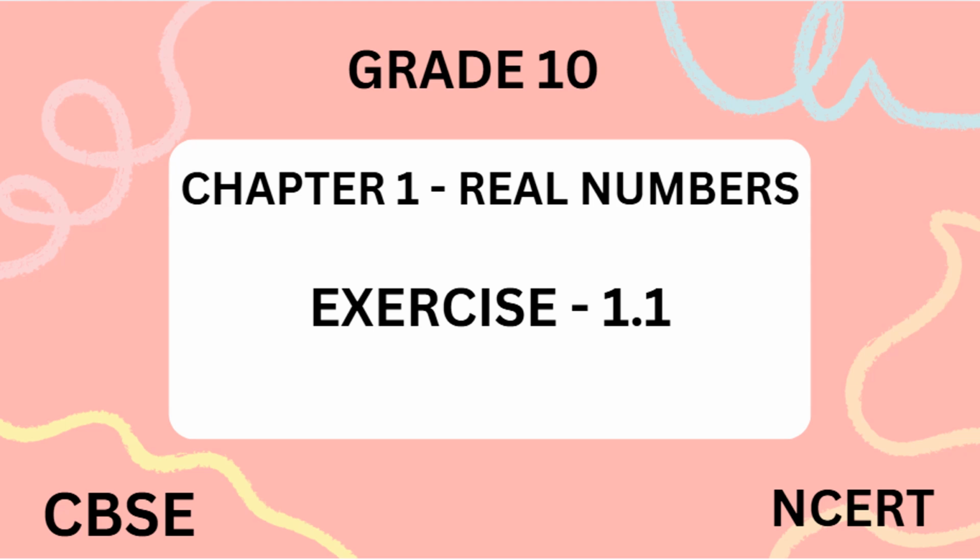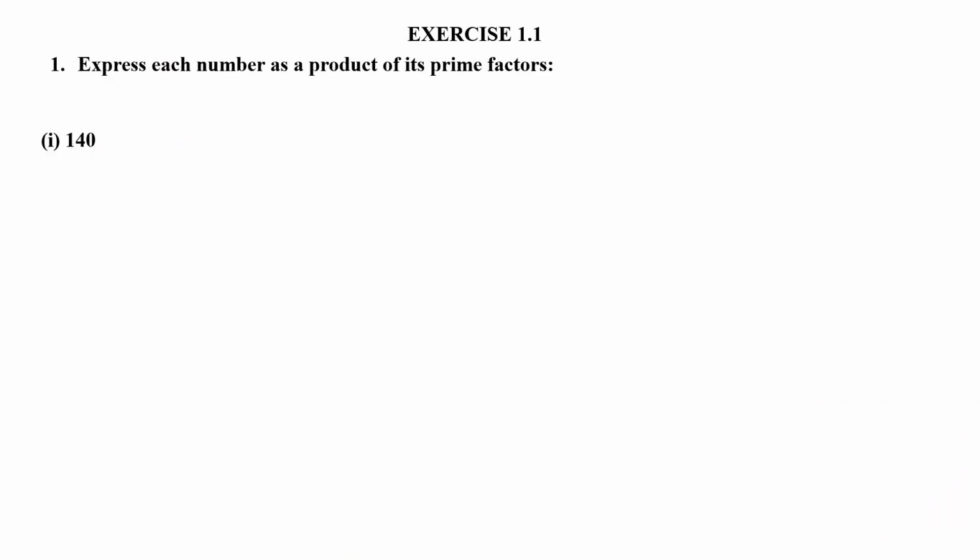So in this video, I am going to solve the exercise 1.1 of the chapter Real Numbers. And this topic I have taken from grade 10. So let's begin solving the questions. So first question is express each number as a product of its prime factors. And the first number is 140.